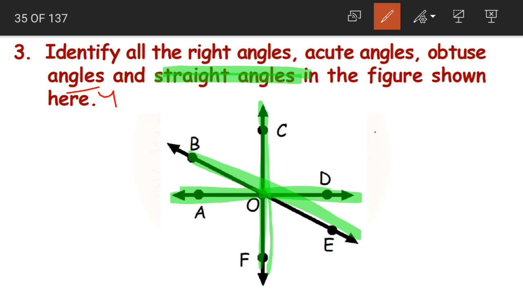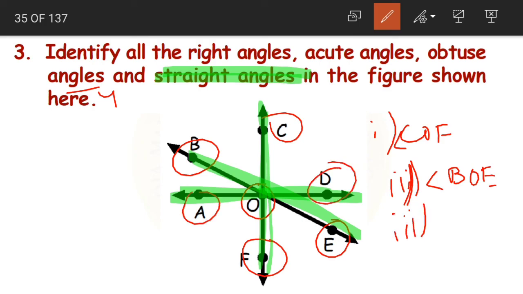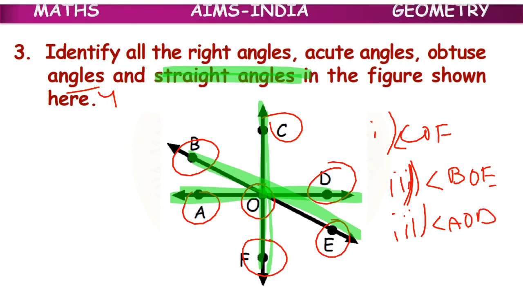So let us write the names of the angles, children. First one would be angle COF. Second one would be angle BOE. And third one would be angle AOD. Yes, I hope this is clear.